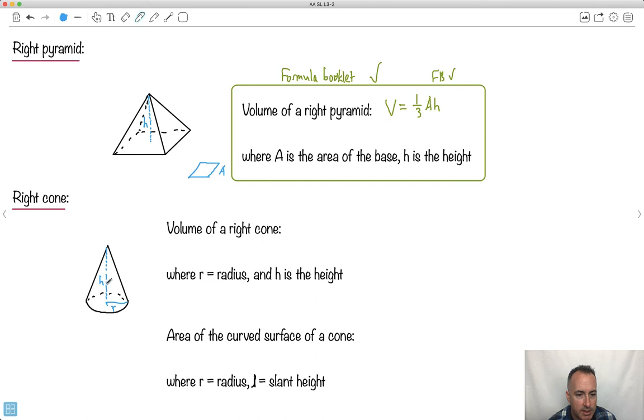That'll be the height. And we're going to have something a little bit weird. We're going to call this length right here the slant height, little l. This l is the slant height. I'm just trying to make an l that doesn't look like a 1. Otherwise, it looks like a 1.